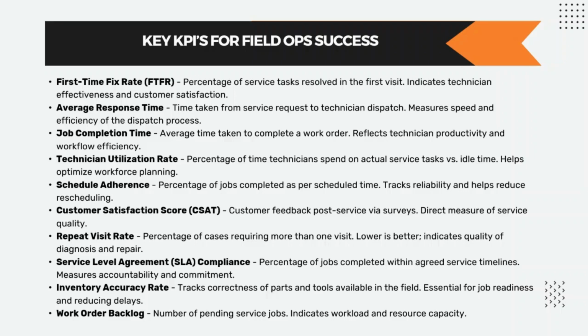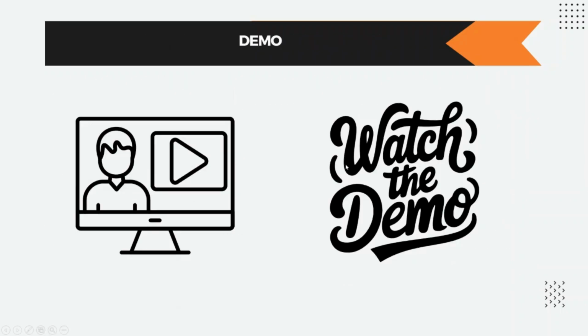And the inventory accuracy rate. This tracks the correctness of the parts and tools available in the field. This helps you prepare efficiently for job readiness and also reduces delays. And workload backlog: the number of pending service jobs indicates the workload and resource capacity.